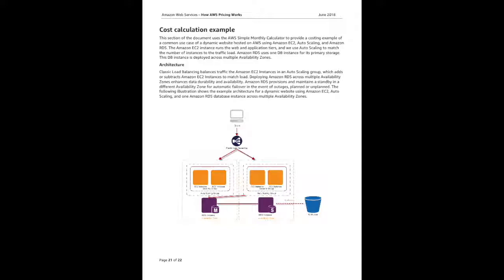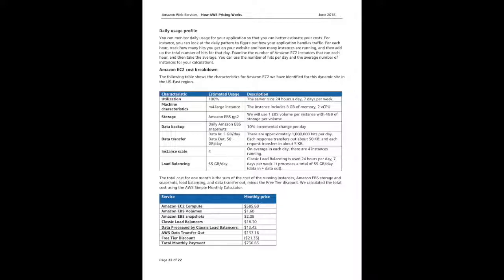Amazon EC2 cost breakdown. The following table shows the characteristics for Amazon EC2 we have identified for this dynamic site in the US East region. Characteristic, estimated usage description. Utilization: 100%. The server runs 24 hours a day, 7 days per week. Machine characteristics: M4 Large instance. The instance includes 8 GB of memory, 2 vCPU. Storage: Amazon EBS GP2. We will use 1 EBS volume per instance with 4 GB of storage per volume. Data backup: daily Amazon EBS snapshots, 10% incremental change per day.